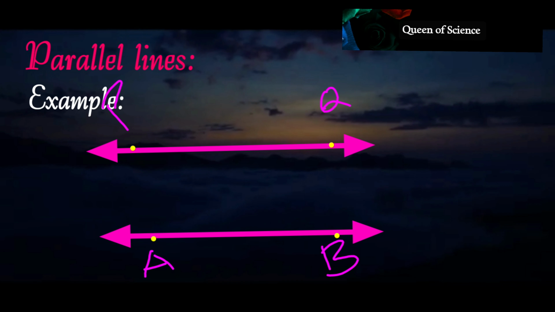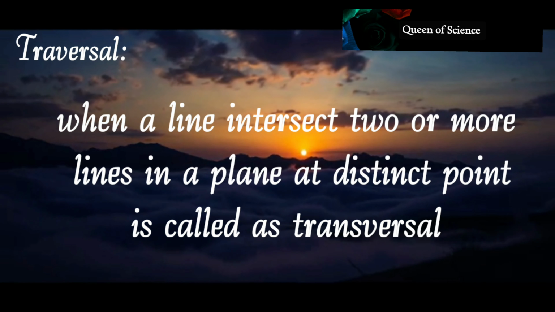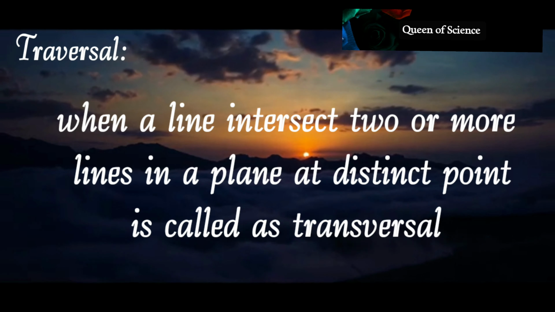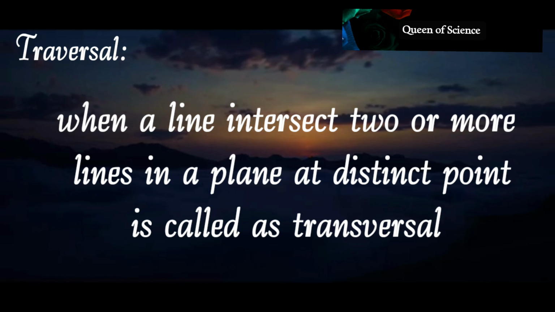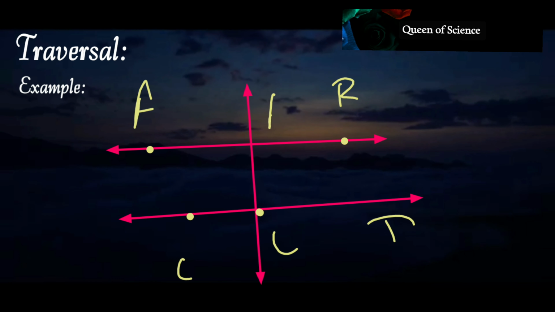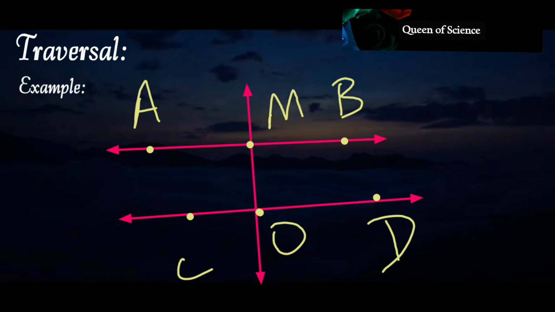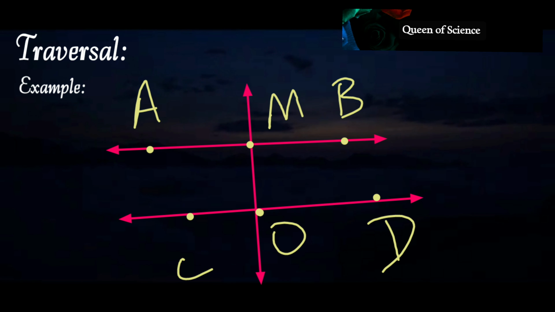Next one is a transversal. When a line intersects two or more lines in a plane at distinct points, it is called a transversal. So here, two or more lines will intersect. When you see this example, there are two parallel lines and then one line that is a transversal, that is, MO is a transversal here.